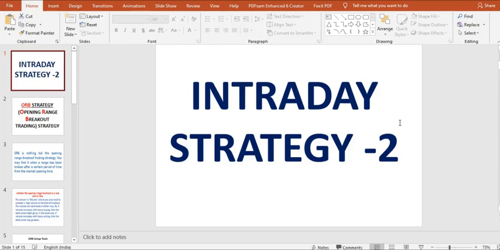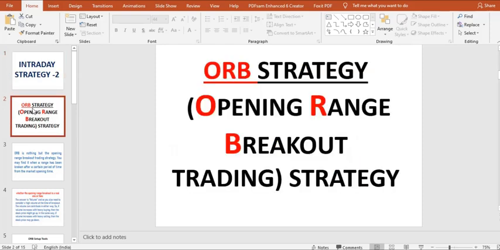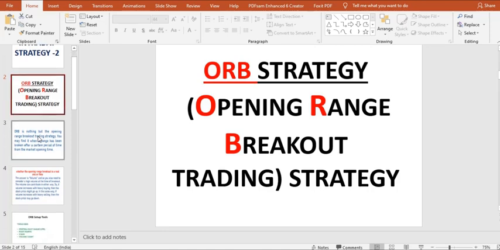Hi friends, today we will discuss another intraday strategy: the ORB strategy, which means opening range breakout trading strategy. Our first intraday strategy was the open equals high, open equals low strategy. I hope you are all well aware of open equals high equals low as well as this ORB strategy.